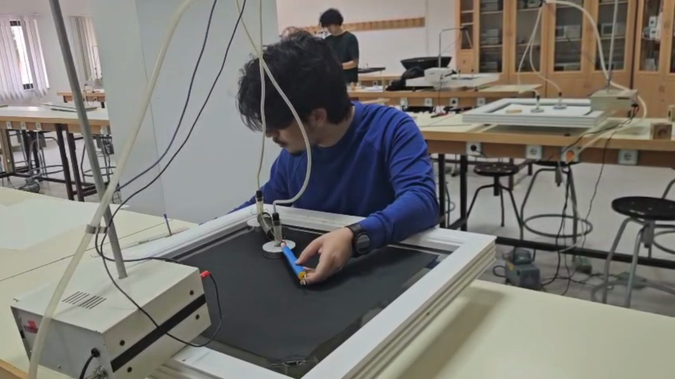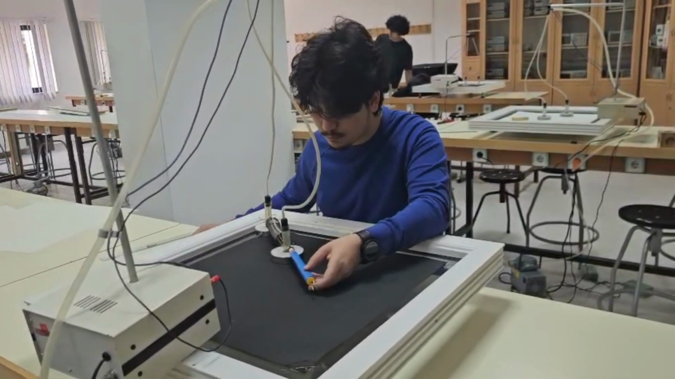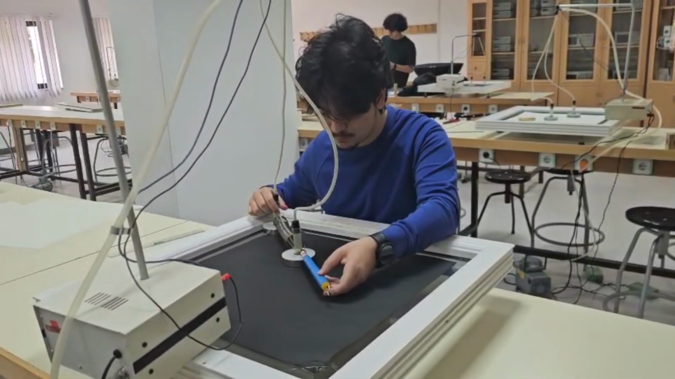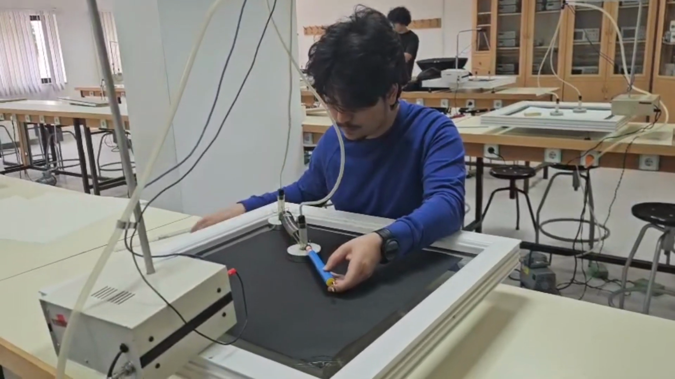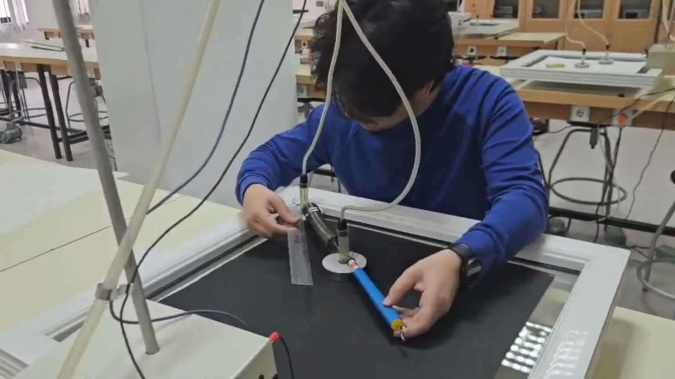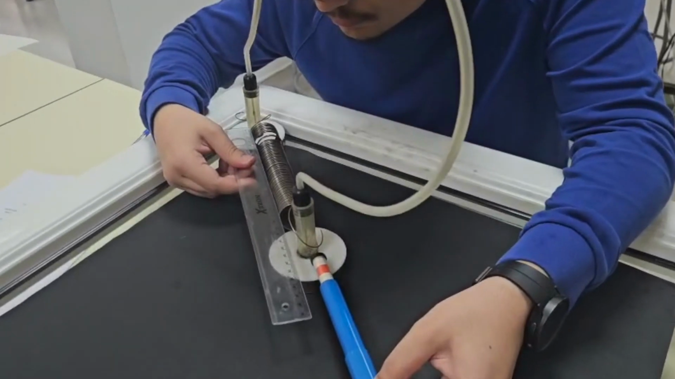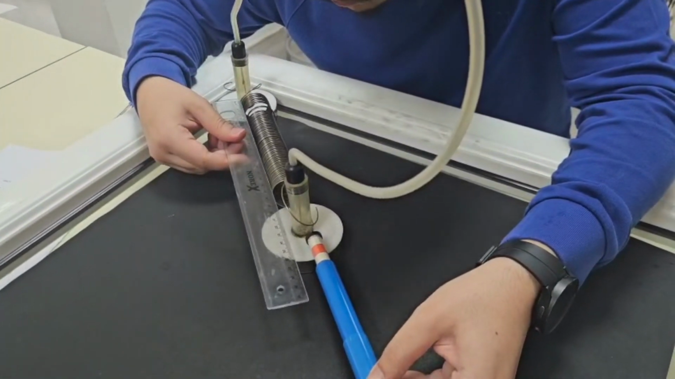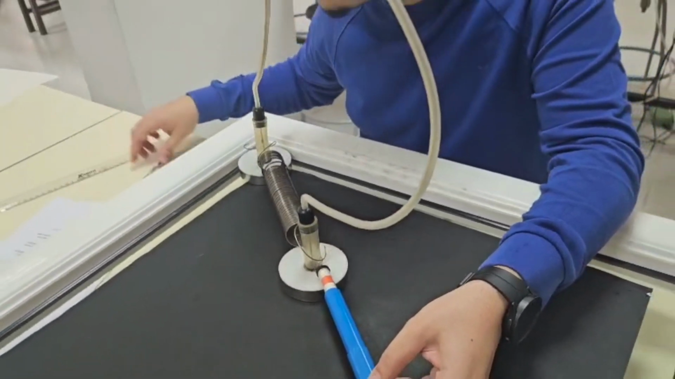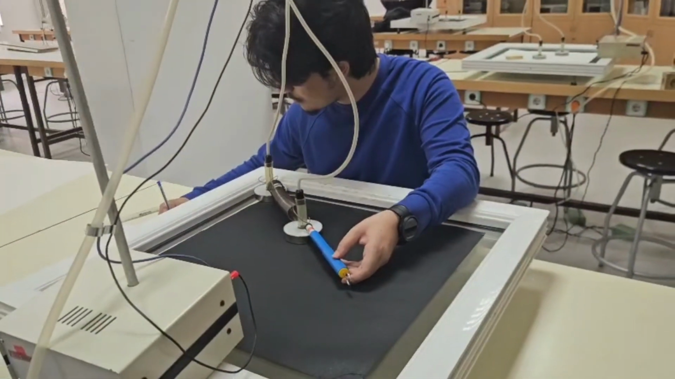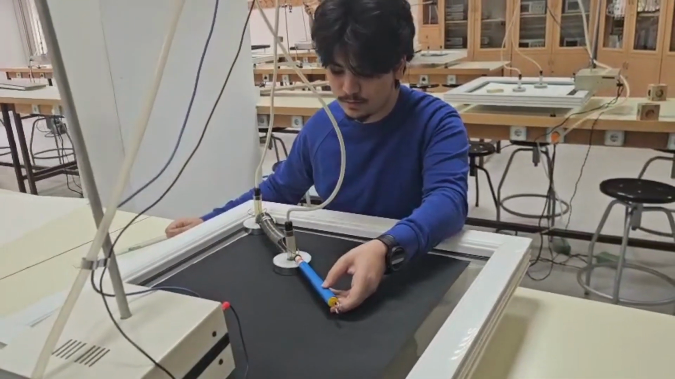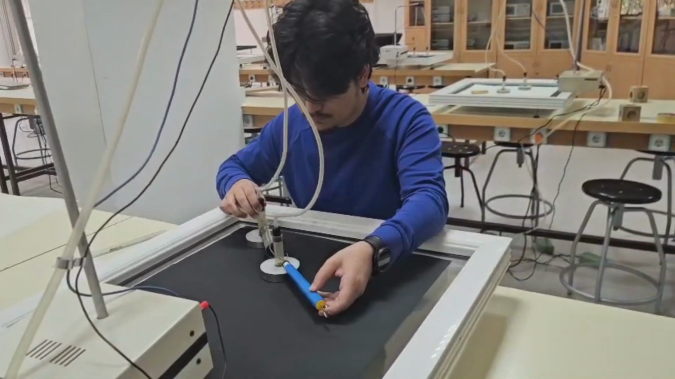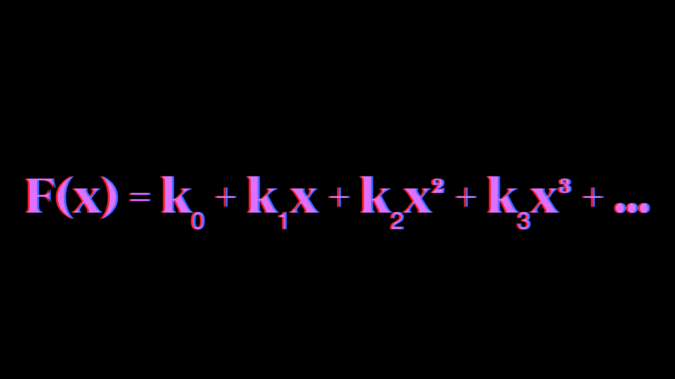When we first learn about springs, we hear that the force they exert is proportional to their stretch. According to Hooke's law, F equals kx, where k is the spring constant. However, this is only an approximation that works for small displacements. In reality, the force a spring exerts can be better described by a power series. Because there is no force when the spring isn't stretched, the constant term disappears.